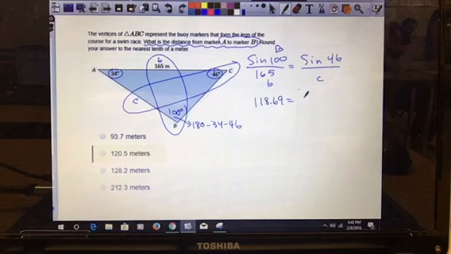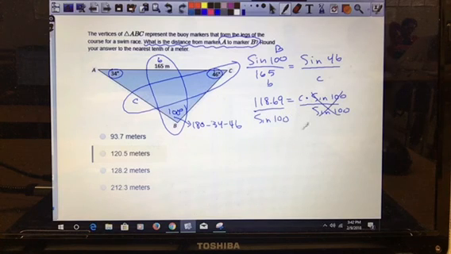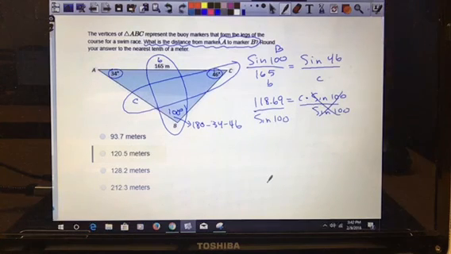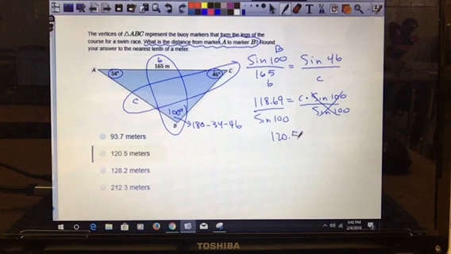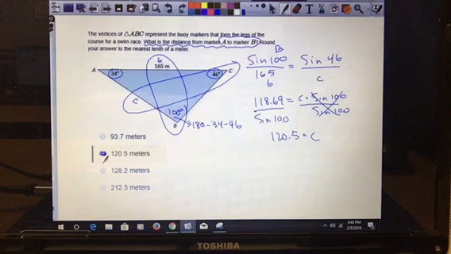And if you multiplied those two together, you'd get c times the sine of 100. Well, you're going to be dividing by the sine of 100, because you want to get little c by itself. So take that 118.69 and divide it by the sine of 100, and it equals 120.5. So you get 120.5 is your little c, and that was filled in right here, 120.5.